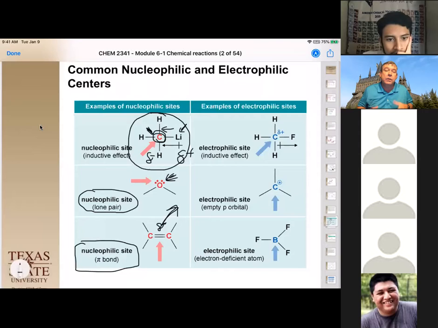So those are the common nucleophilic sites we're going to see, and the site is the actual part that's going to be doing the nucleophilic attack. Now let's look at the other side.